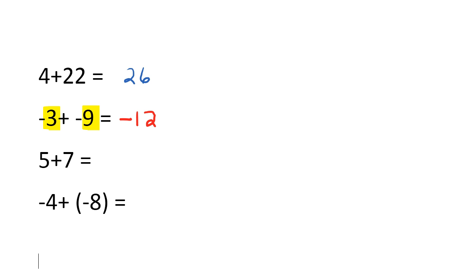Next we have 5 plus 7, which is 12. Then we look at negative 4 plus negative 8. If I look at the absolute value, I have 4 plus 8, which is 12. So I write the 12 down, and because they're both negative, the answer is negative.